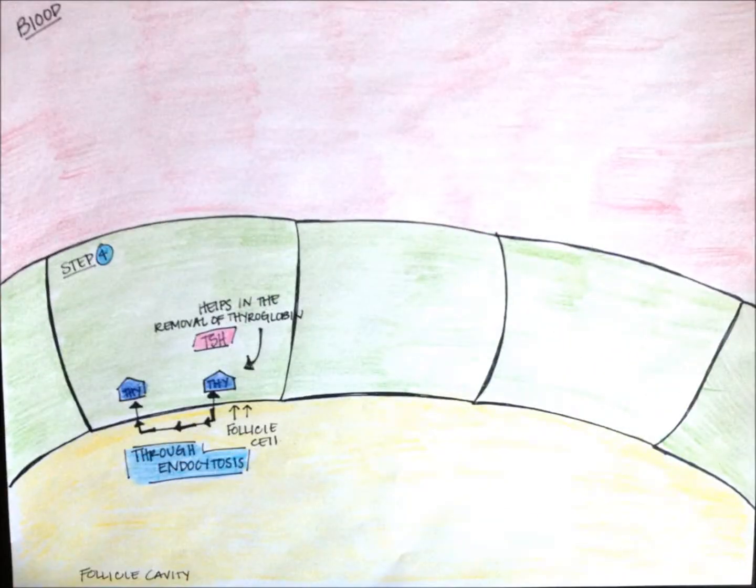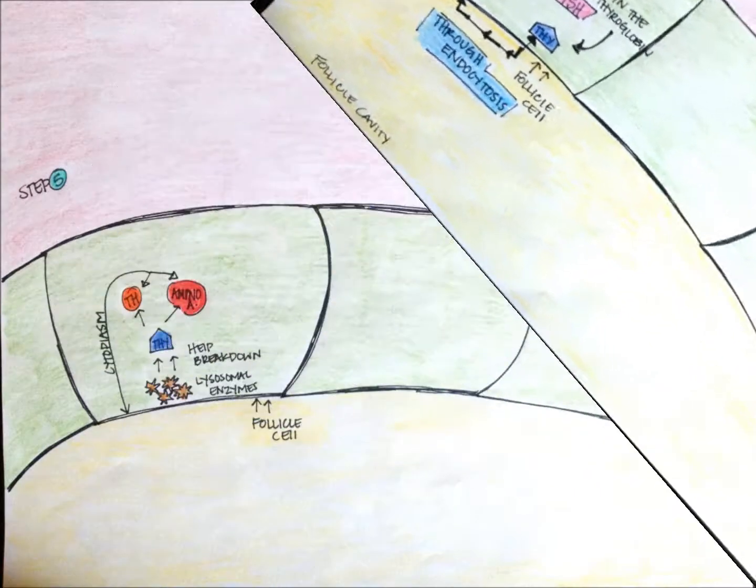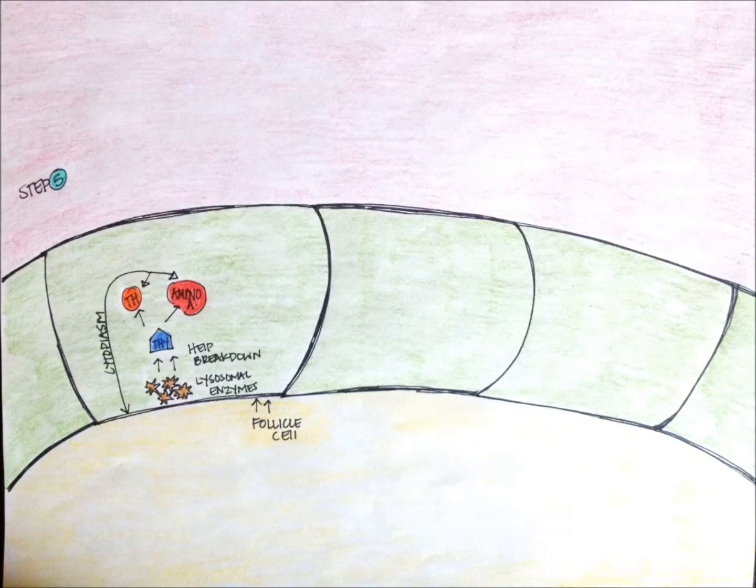In the fourth step, because of TSH, the thyroglobulin is removed from the follicle cell due to the action of endocytosis. The fifth step begins with special enzymes called lysosomal enzymes, which help break down the thyroglobulin. The thyroid hormone and amino acids from the thyroglobulin are then released into the cytoplasm.